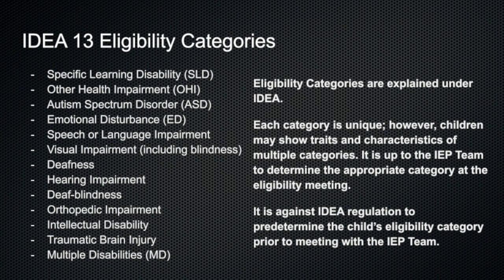As mentioned earlier, predetermination is where members of the IEP team discuss what their beliefs are about which category the student is eligible for prior to the eligibility meeting. It's important to have this conversation during the eligibility meeting when all members of the IEP team are present. This ensures that each member of the team, especially the parents, have input when determining eligibility for special education services.